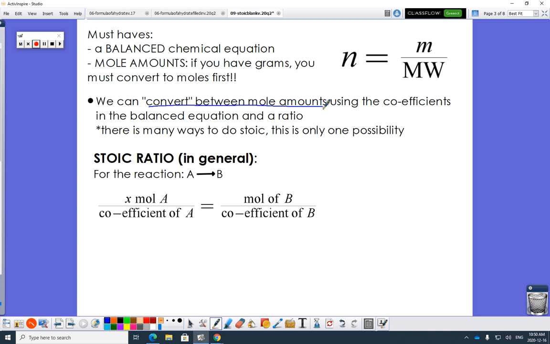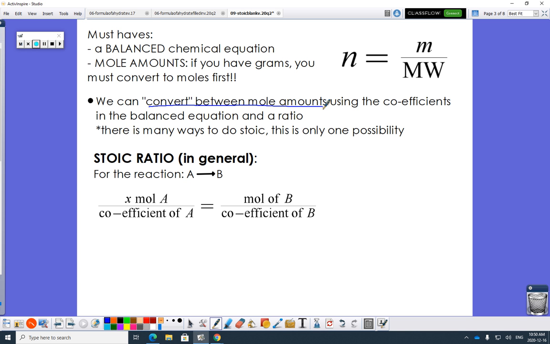There are many ways to do this. I like this ratio way because it sort of follows what you would think as a math student as well. So that's probably where you first learned ratios. It doesn't matter how many reactants you have or how many products you have. If you have a balanced equation and moles, you can convert between any of them, okay? So really when you do stoich, we're going to do a fraction here and a fraction here.